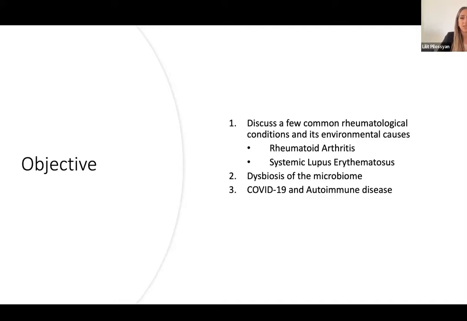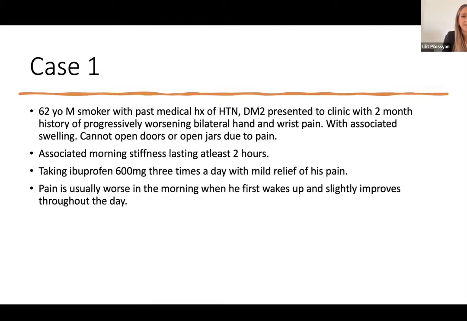My objective for this talk is to discuss a few common rheumatologic conditions and their environmental causes. Specifically, I will talk about rheumatoid arthritis and systemic lupus erythematosus. I will then go ahead and talk about dysbiosis of the microbiome. And lastly, I will touch on COVID-19 and its association with autoimmune diseases, since we are in this time of the COVID-19 pandemic. So let's go straight into our first case.